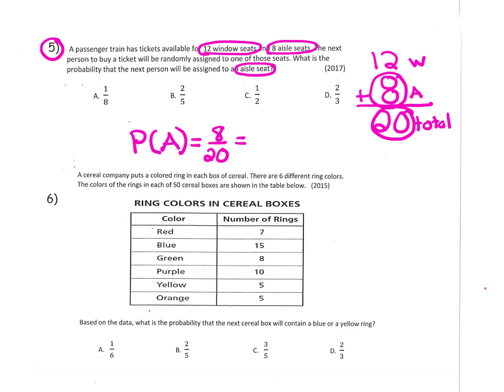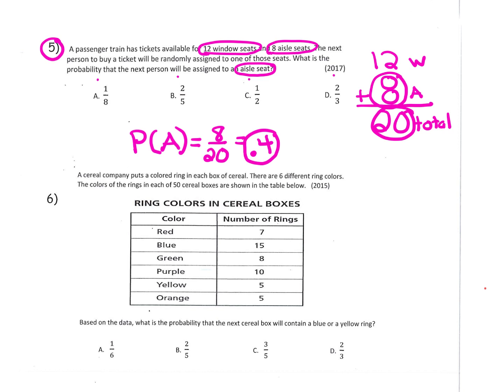Now we could reduce this with our fraction key, but we're going to divide it, 8 divided by 20, and turn it into the decimal 0.4. That's our probability rate as a decimal. Then we're going to take each one of our fractions and convert those to their decimal equivalent. One of those answers will match with 0.4.